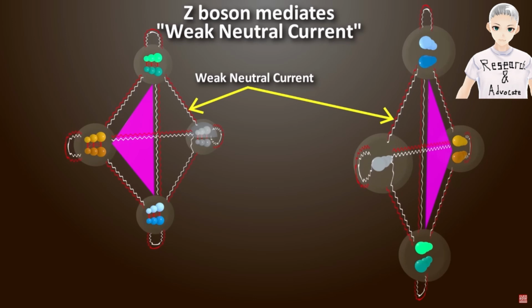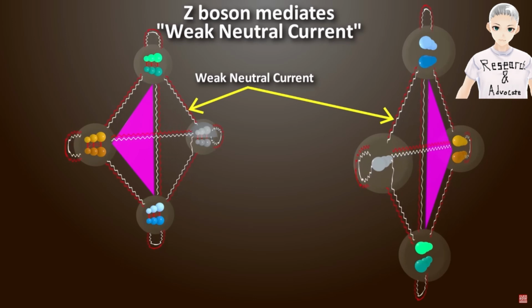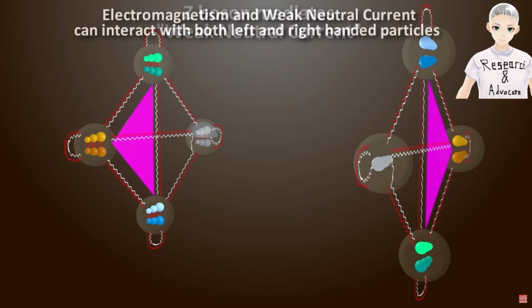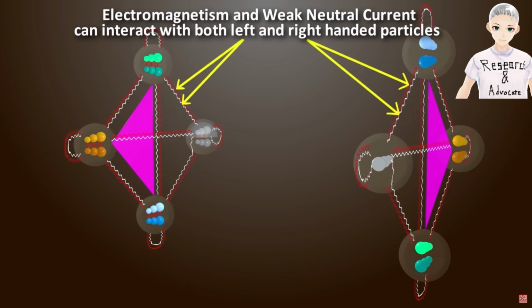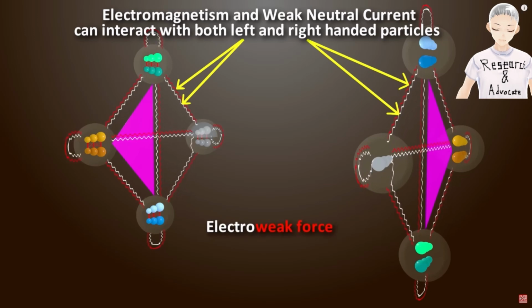Note that the word current just means that a Z particle is exchanged. There's no flow of current like in electricity. Also note that unlike the charged weak force, the neutral weak and electromagnetic forces can interact between both left and right-handed particles. This is because the neutral weak force and the electromagnetic force appear to come from a single force that existed near the beginning of the universe called the electroweak force. I have a video on this if you want to know more details.